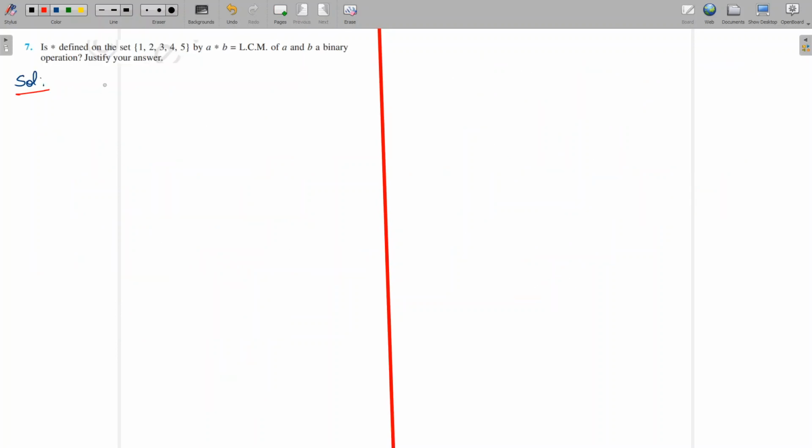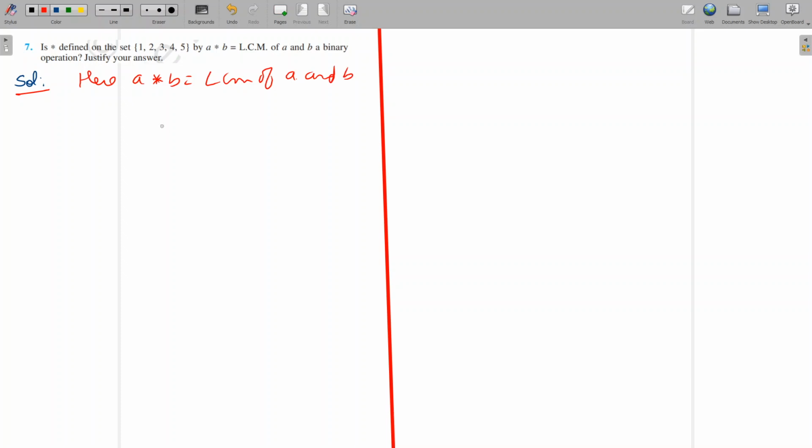Question number 7: Is star defined on the set 1, 2, 3, 4, 5 by A star B equal to LCM of A and B a binary operation? Justify your answer. So here A star B is equal to LCM of A and B.